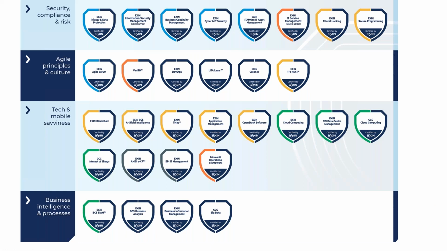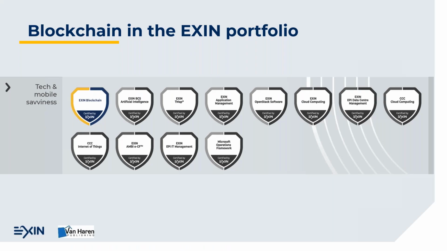Before we start, I would like to draw your attention to the EXIN portfolio. This is the overall vision that we have: the EXIN portfolio is divided by domains. The first one is called Security, Compliance and Risk, and has many different programs regarding the theme, like privacy and data protection, information security management, business continuity management, ITSM, and so on. Then we have Agile principles and culture, with Agile Scrum, DevOps, and the Tech, Mobile and Safeness domain, where we have blockchain, of course, artificial intelligence, and many more. In business intelligence and processes, we have the SIAM program, the BA program, and also big data. Today, we are going to focus on the domain Tech, Mobile and Safeness with the program blockchain.